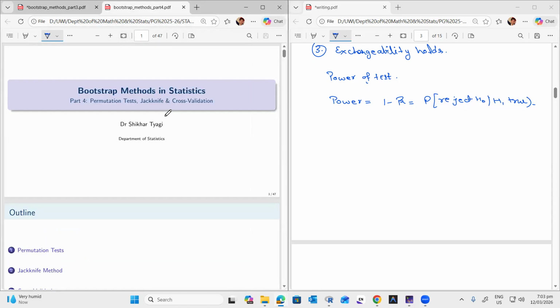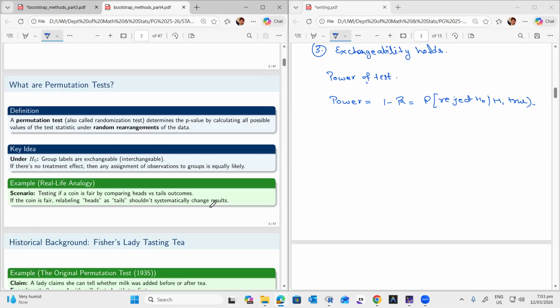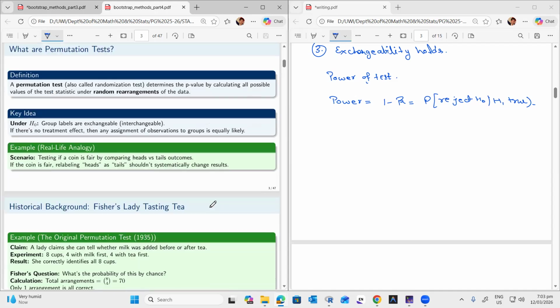So that is the last part of our bootstrap: the permutation test, jackknife, and cross validation. All right. So what are permutation tests? A permutation test, also called a randomization test, determines the p-value by calculating all possible values of the test statistic under random rearrangements of the data.